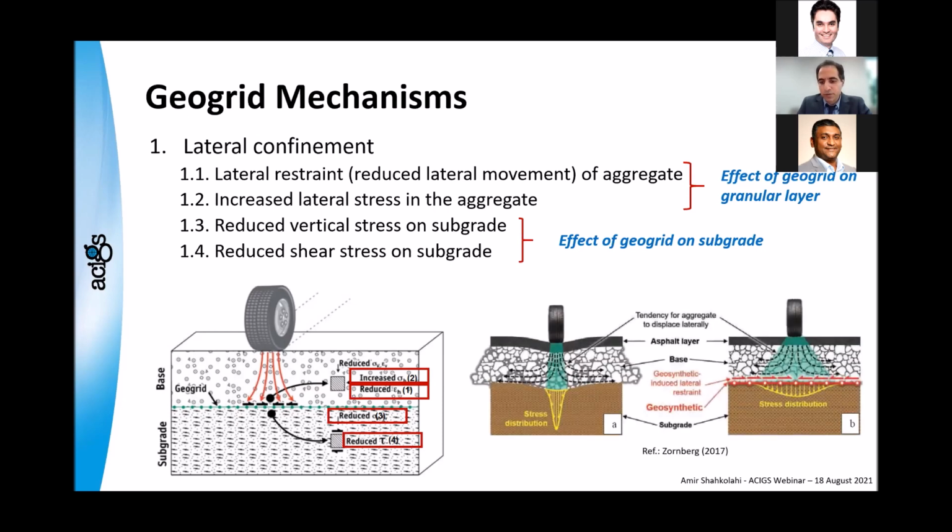Now, this graph from Dr. Perkins shows it very well: without geogrid, which is section A, the gravel is trying to spread. With geogrid in section B, we have lateral confinement in the gravel.